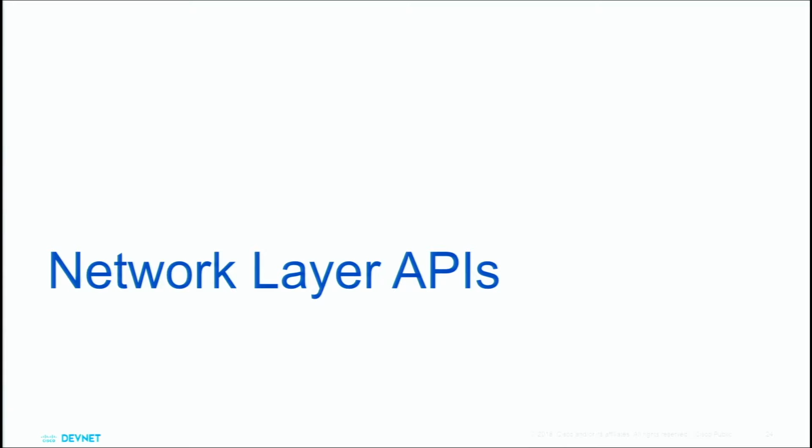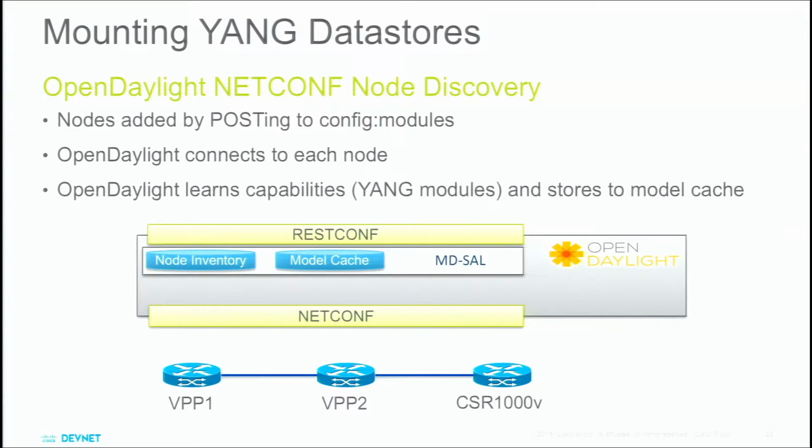Okay, now the title of the talk mentioned network layer APIs. So far, we've still really been looking at device layer APIs. But we did that just to build up the way network programmability works. So now we're going to look a little bit at configuring things across the network. So in my example here, I'm again using OpenDaylight like I did in my previous example. I have 3 different network elements. A VPP, one instance of it, a second instance of it, and then a CSR1000v.